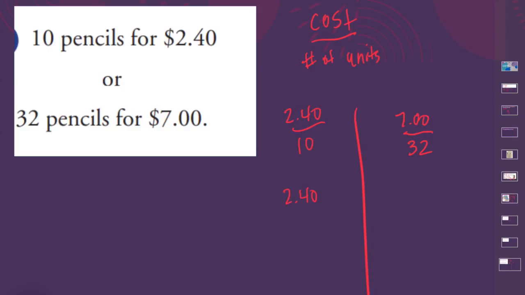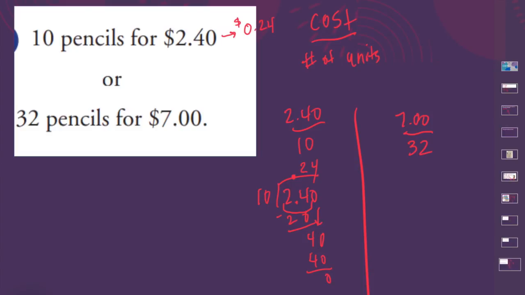So if we take $2.40 and divide that by 10, remembering to line our decimal point up in the quotient with the decimal point in the dividend. 10 goes into 24 twice, and we have 4 left over. 10 goes into 44 times with nothing left over. So the unit price in the deal of 10 pencils for $2.40, each pencil or each unit would be 24 cents. So each pencil is going to be 24 cents.